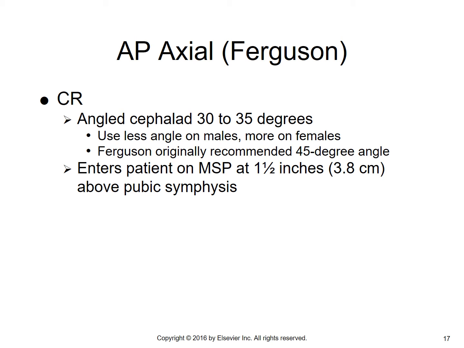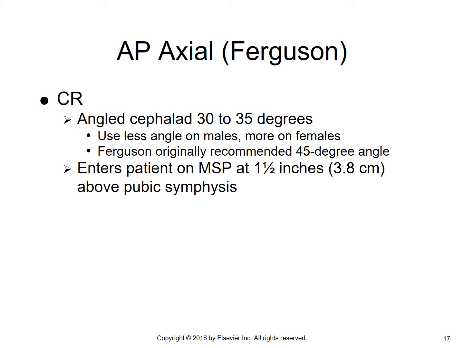Once again, please reference your book as we go through these. There are some great photos in Merrill's. You're going to use less of an angle for males, more for females. Ferguson originally recommended a 45-degree angle, but now we do 30 to 35. And where you're going to enter the patient, it's along the MSP at 1.5 inches above the pubic symphysis.